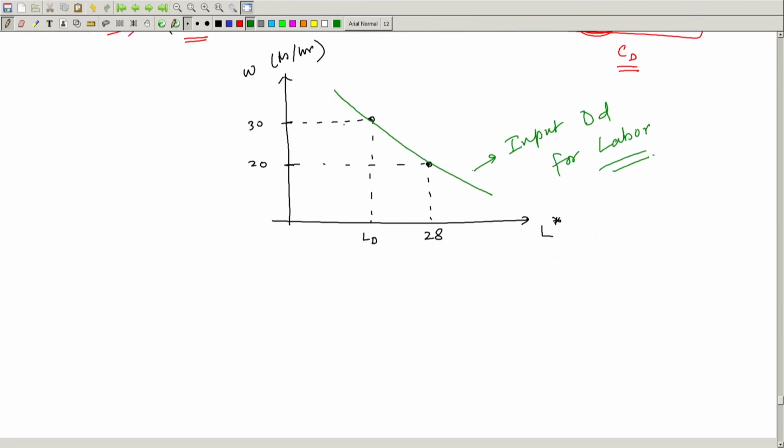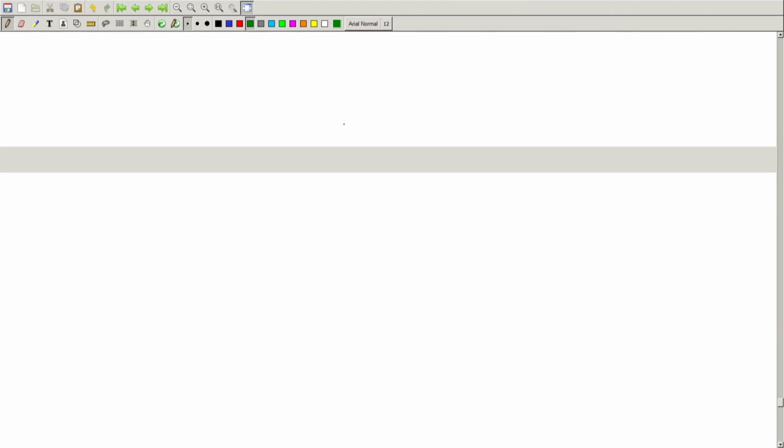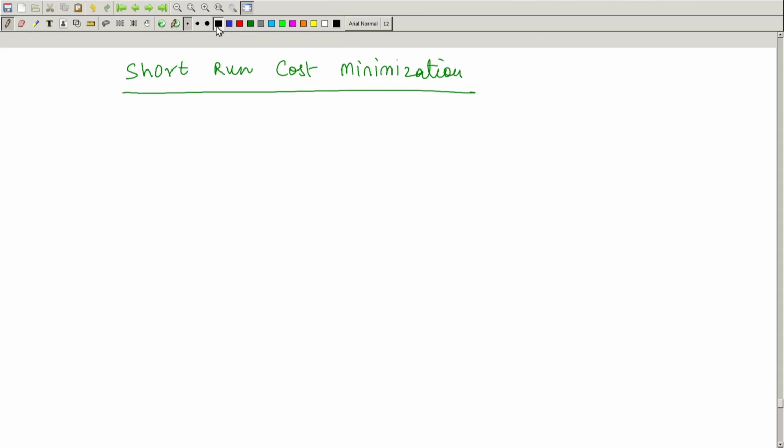Okay. Now, we have computed the input demand for labor. Now, we want to look at the short run cost minimization problem and then compare the short run problem with the long run cost minimization problem. So, short run cost minimization. Let us first get a pictorial understanding of this and then we will take a specific example.